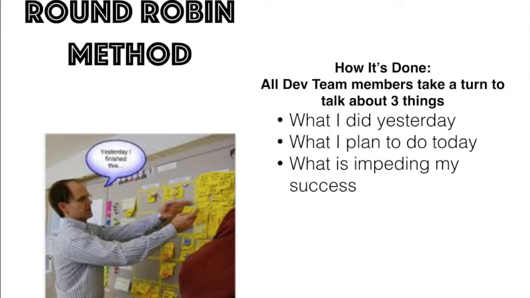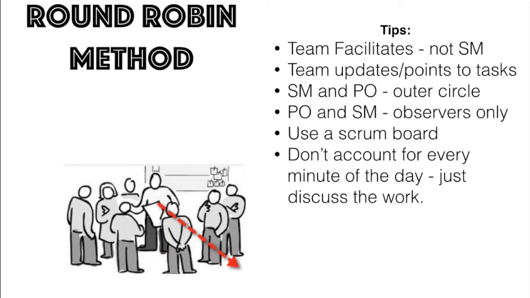First, let's talk about the most common technique, the round robin. This is the one where all of the team members join together in front of a Scrum board and everyone on the development team takes turns and they talk about three different things. They discuss what I did yesterday, what I plan to do today, and what's impeding my success.